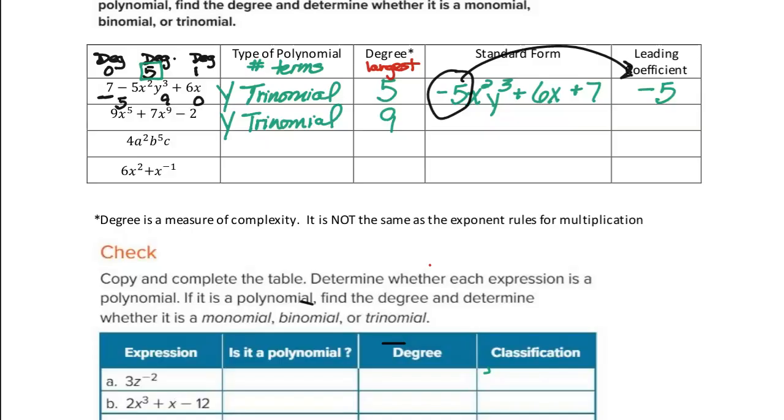So put it in standard form for me. Let's see. Standard form. You need the highest degree first. So that's going to be 7x to the 9th plus 9x to the 5th minus 2. So what is my leading coefficient?